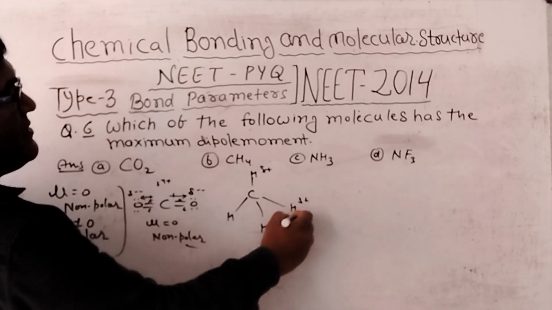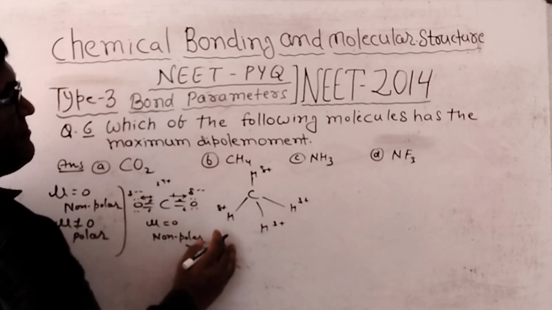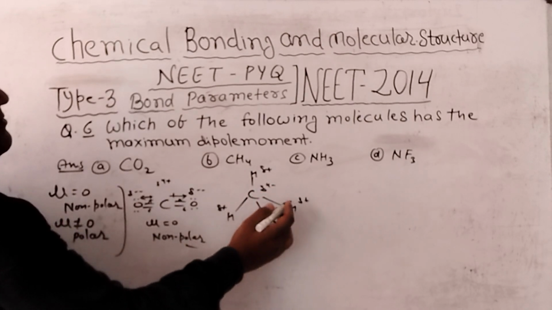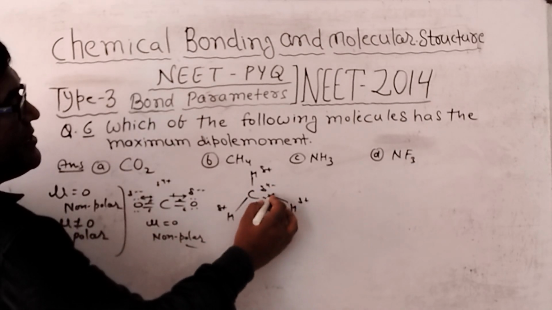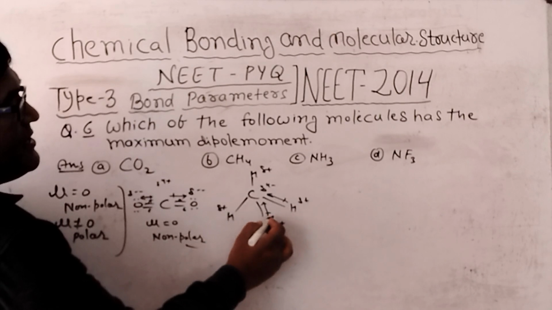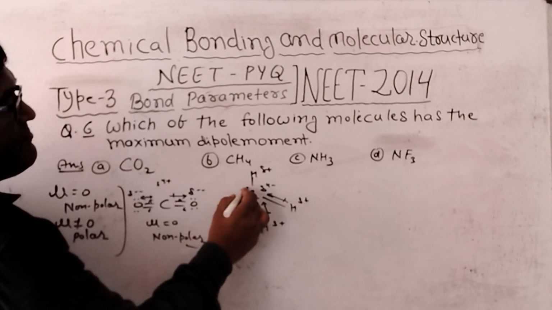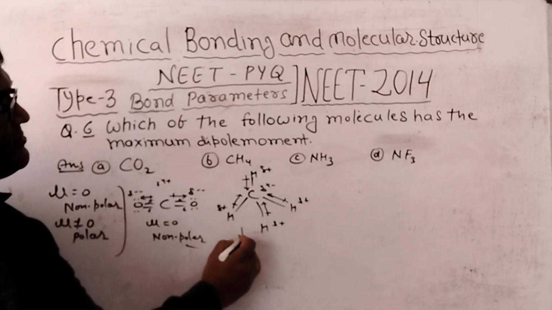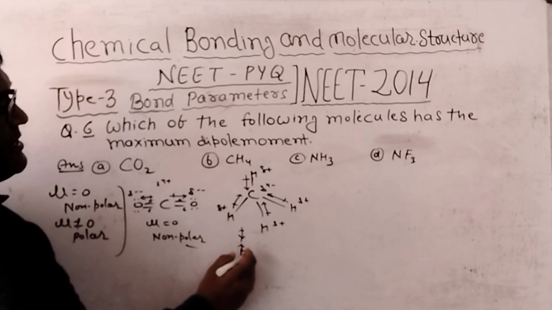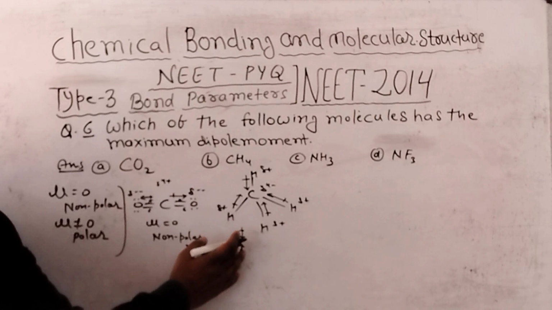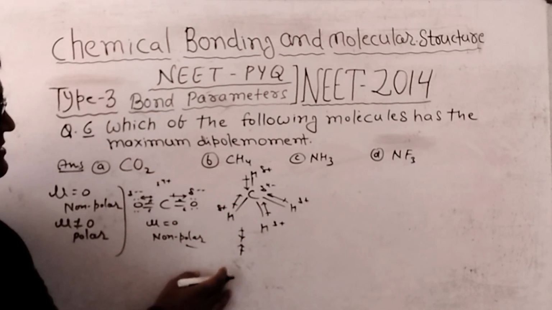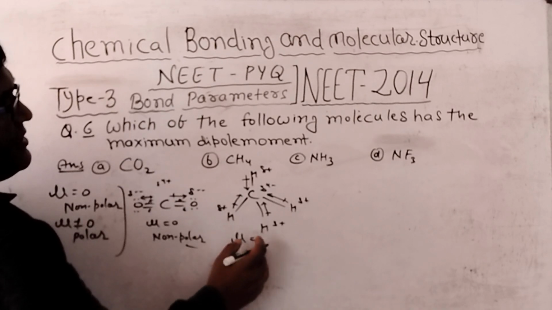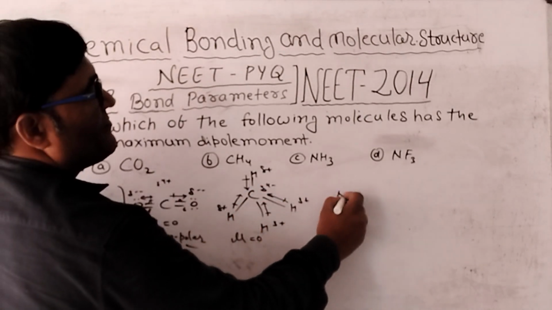Okay, now in case of CH4, delta plus, delta plus, delta plus and delta plus. Here delta 4 negative, direction of dipole is positive to negative, four times. Due to this type of arrangement of dipoles, again the dipole is cancelled, so here mu is equal to 0.